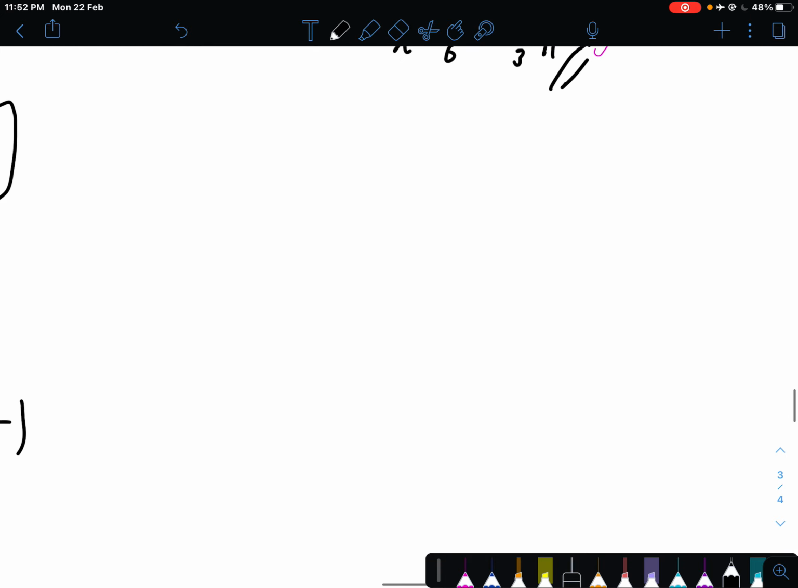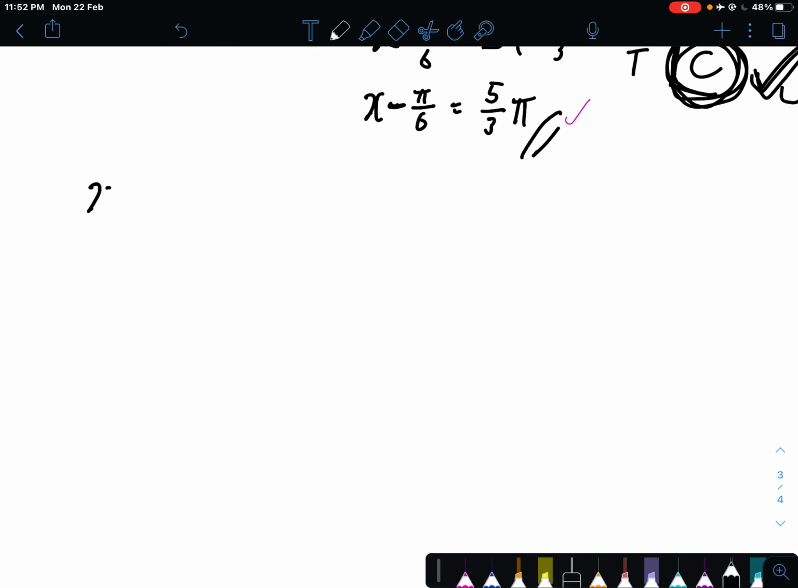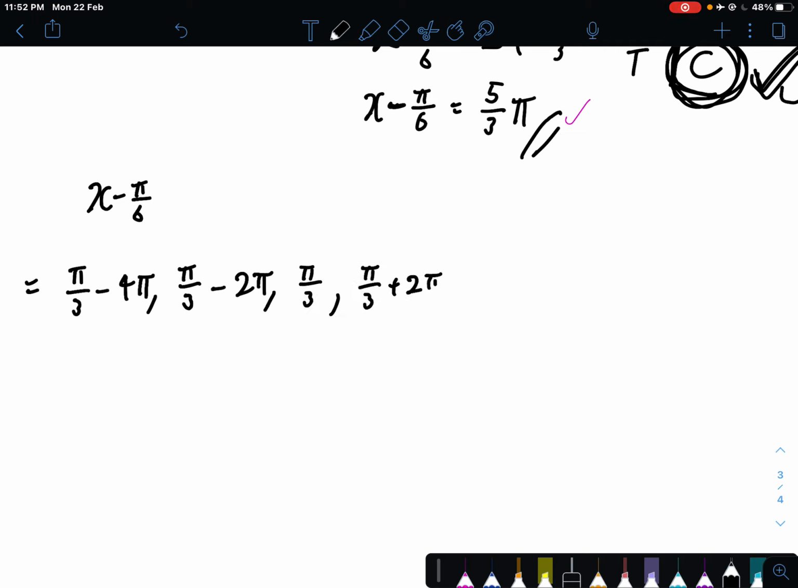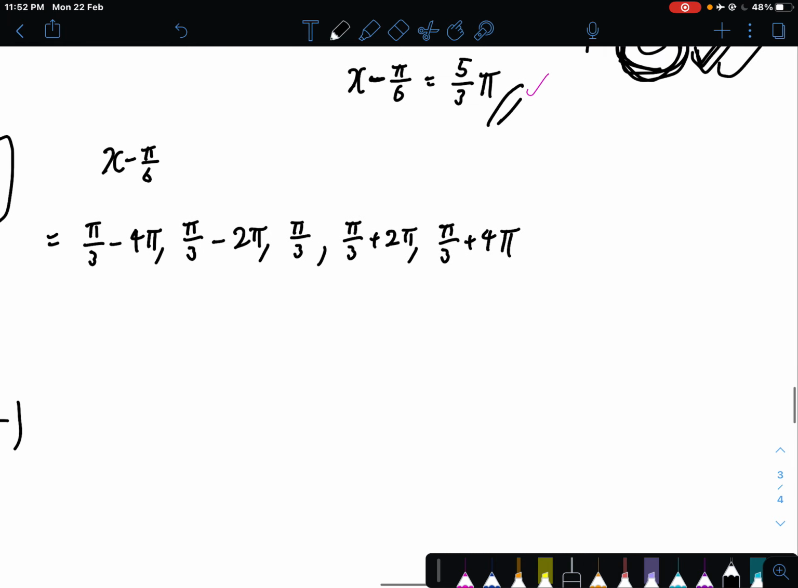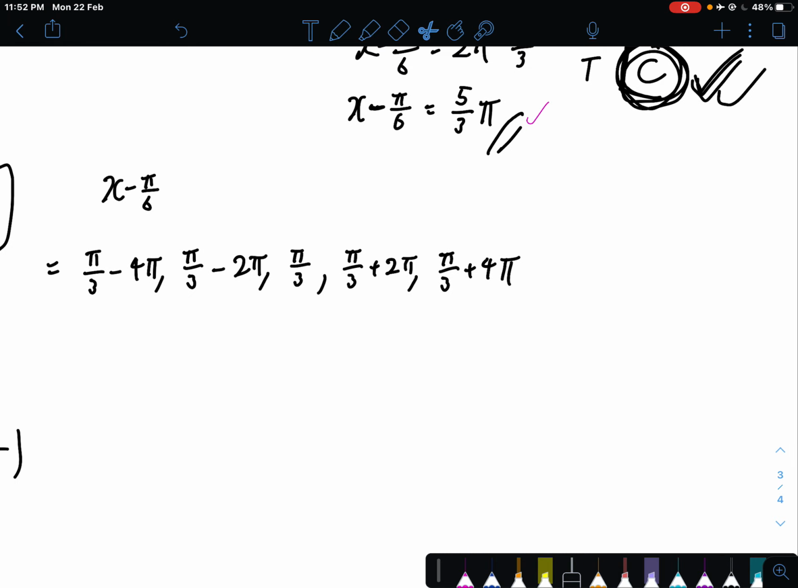I want my x minus pi by 6 to be equal to pi by 3 minus 4 pi, pi by 3 minus 2 pi, pi by 3 itself, pi by 3 plus 2 pi, or pi by 3 plus 4 pi. That's one way. Then the other, okay, I need to shrink this down a little bit more.